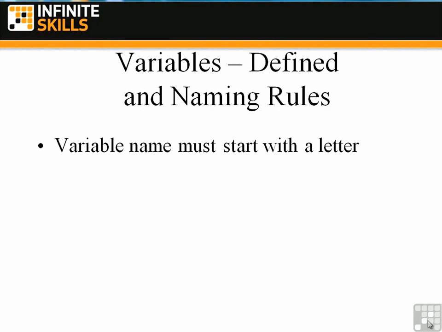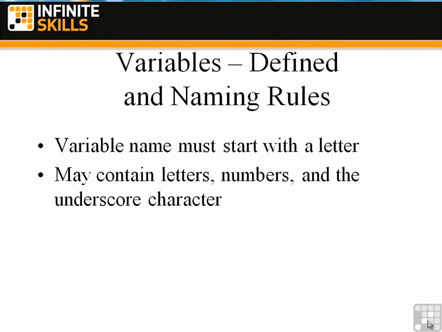As for the naming rules, the first and most important rule is that a variable name must start with a letter. It cannot start with a number or any other character or symbol on the keyboard. It has to be a letter. After the initial letter, though, the variable name can contain other letters, numbers, and the underscore character. But notice I don't include symbols because symbols are not allowed in variable names. So you can't use the $ or the % or any other symbol like that.